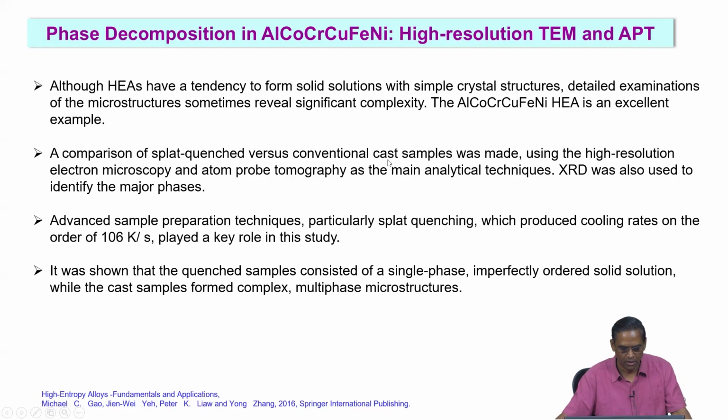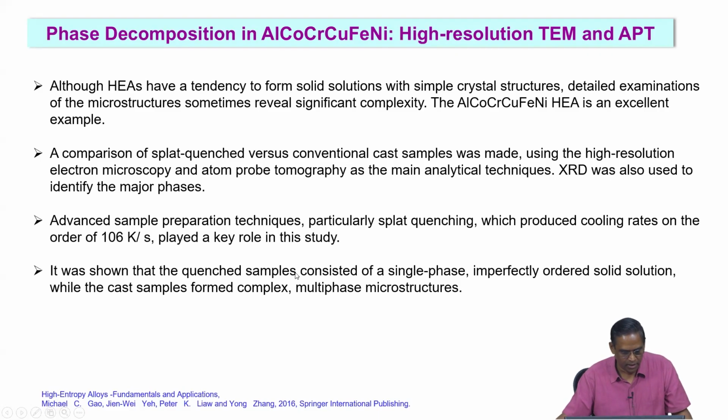So what are the sample conditions? We are comparing the splat quenched versus conventional cast samples using high resolution electron microscopy and atom probe tomography. And XRD was also used to identify major phases. And then advanced sample preparation techniques, particularly splat quenching, which produces cooling rates on the order of 10^6 Kelvin per second, play a key role in this study. Okay.